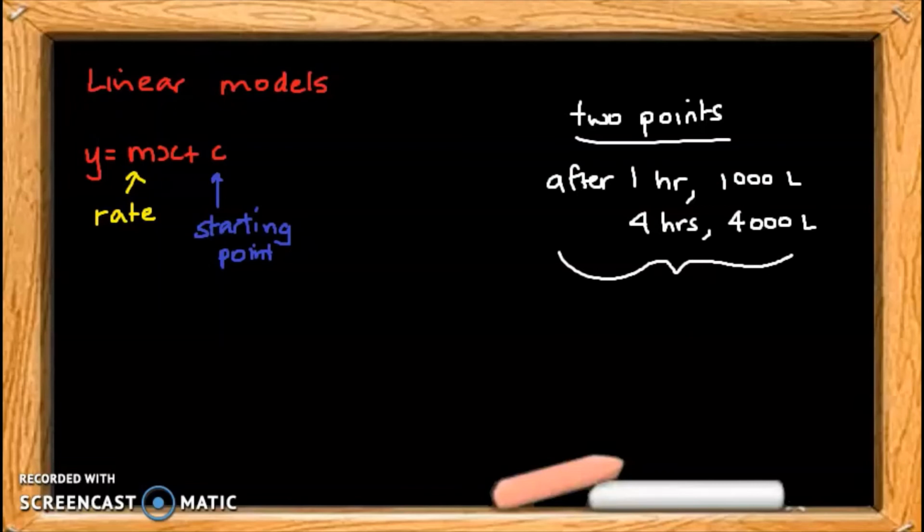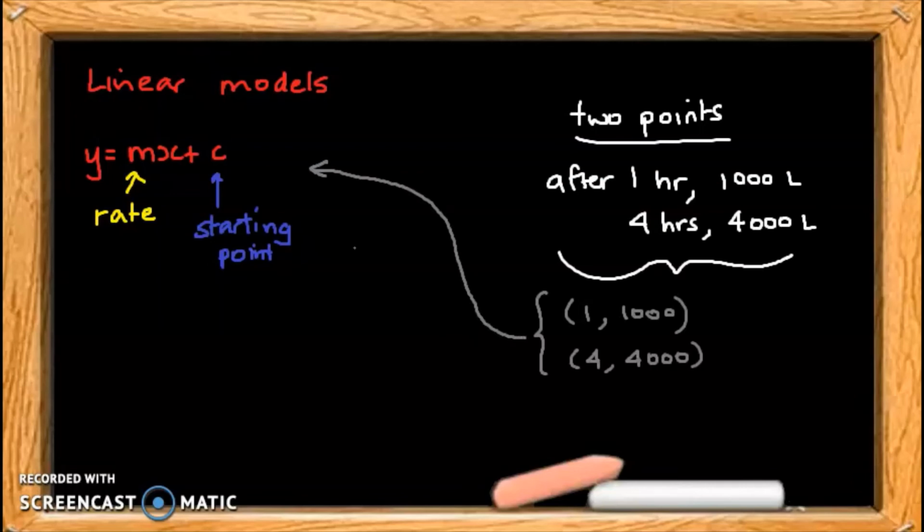The way to do that is you form the points and you make your coordinates. So my first coordinate would be 1 and 1,000. And my second coordinate would be 4 and 4,000. And by using the 2 points, you can create the rate and the starting point or the equation of your graph. The first way you'll do it is you'll look at my rate being the rise over the run.